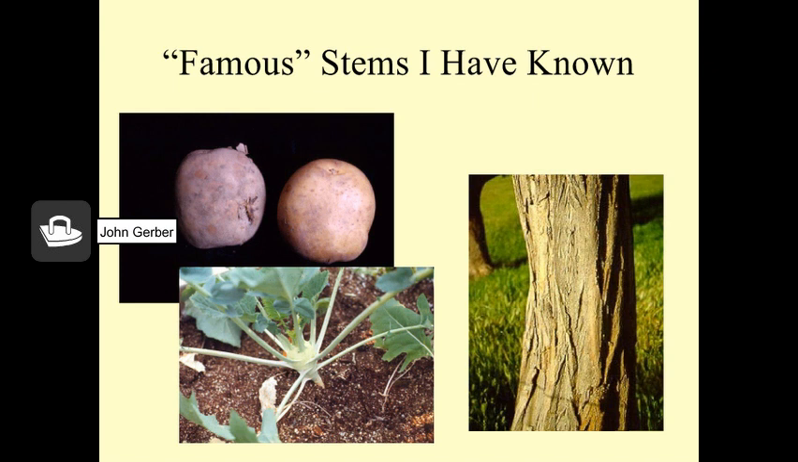All right, let's move on to stems. The stem at the top left is a potato. The Irish potato or the common potato is actually a stem, not a root system. The kohlrabi in the bottom left is another stem. It's a swollen stem. And of course, the trunk of a tree is a stem.